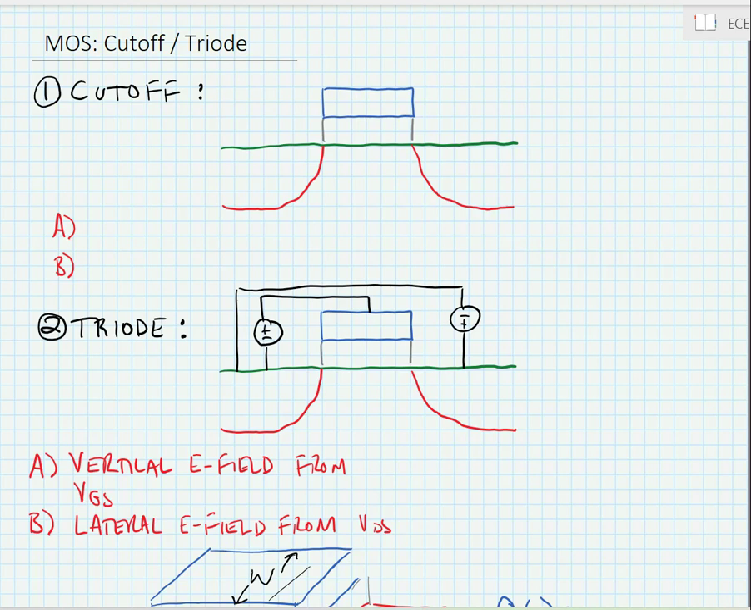All right, so here we're going to examine the modes of operation for MOS transistors. So here again, we start with our MOS transistor. We have the gate, we have our source and drain diffusions, and importantly, we note that the channel underneath the gate is completely depleted of any carriers.